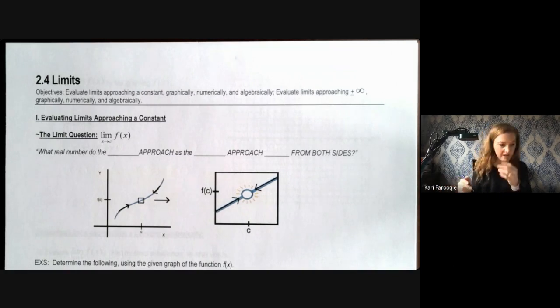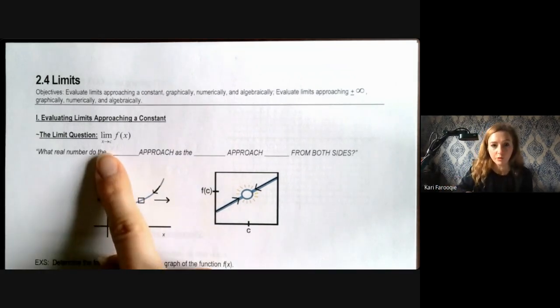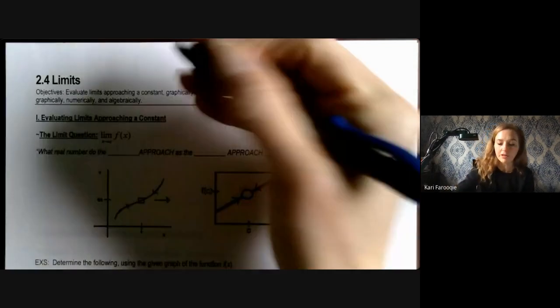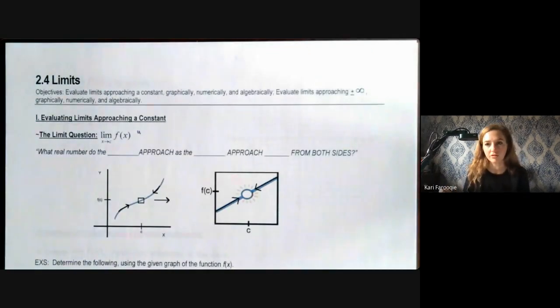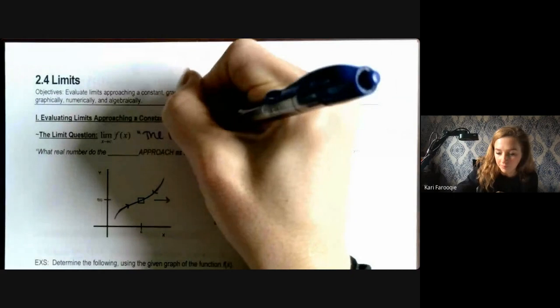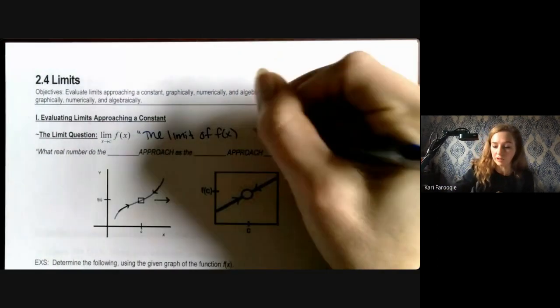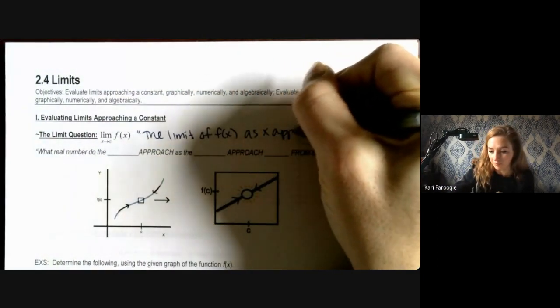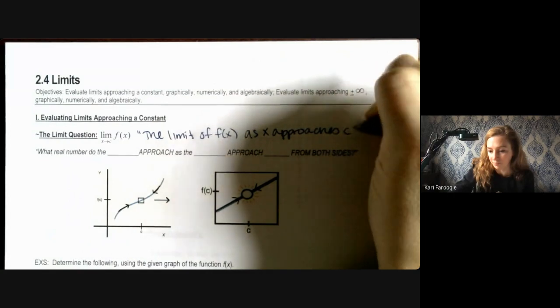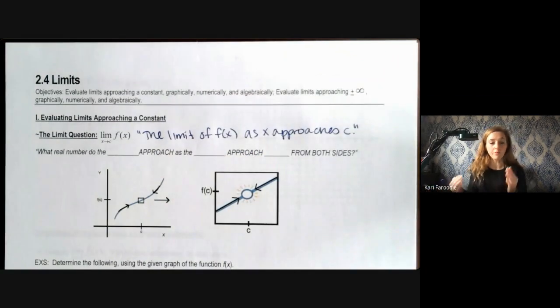Here's your notation, and it's the limit as x approaches c of f of x. So sometimes when we see this notation, students don't know what to say. So let's write this out in English so you know how to properly speak about limits. The limit of f of x as x approaches c. That's what that means.